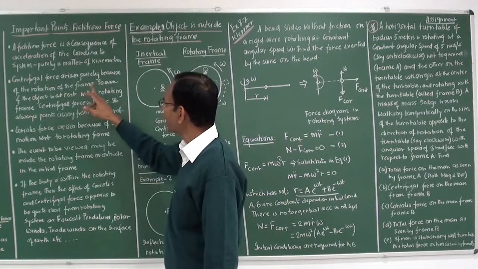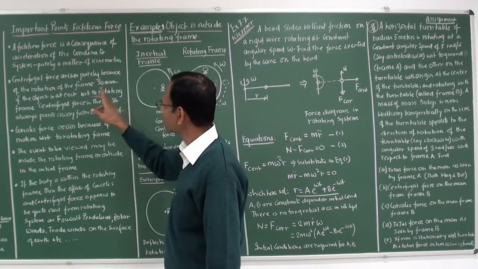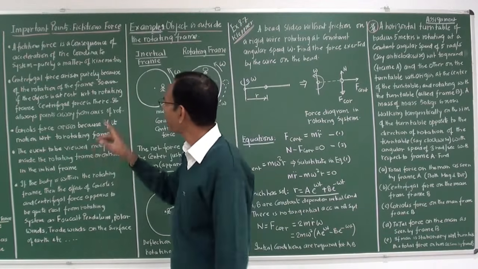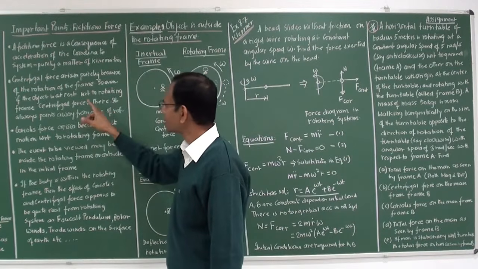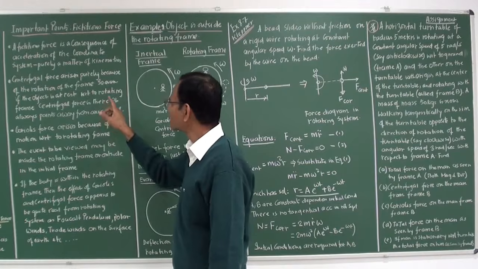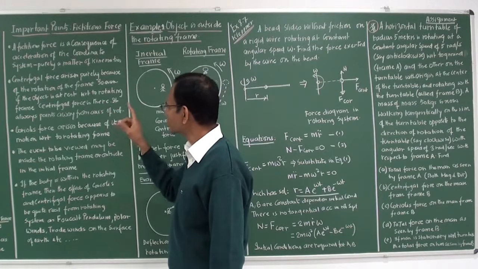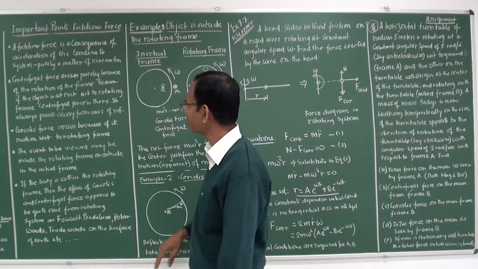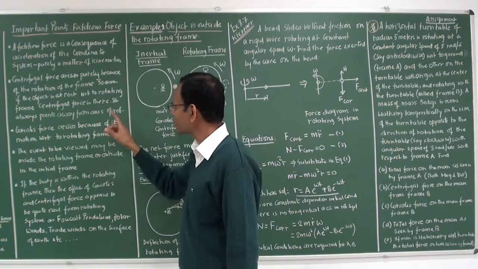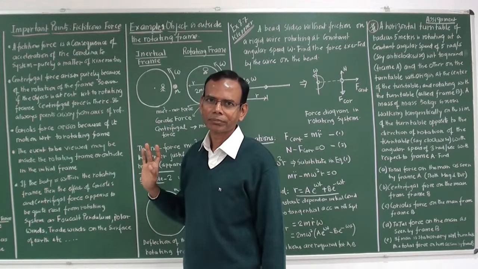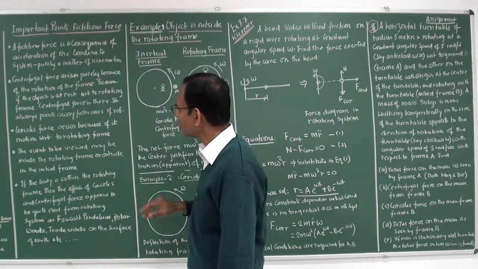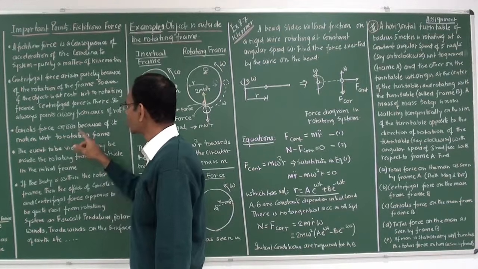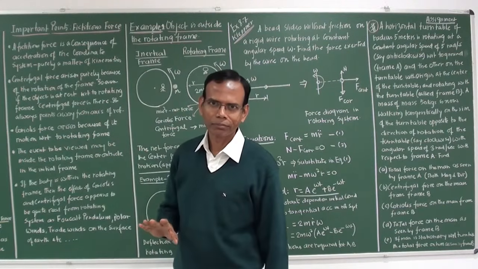Centrifugal force arises purely because of the rotation of the frame. Purely because of the rotation. So even if the object is at rest with respect to the rotating frame, centrifugal force is there. Centrifugal force is always there in the rotating frame. It always points away from the axis of rotation. Good. Coriolis force arises because of its motion with respect to the rotating frame.